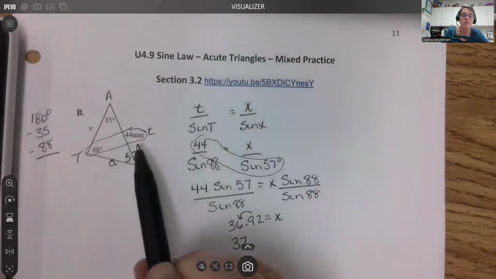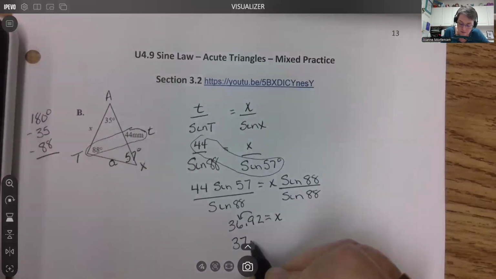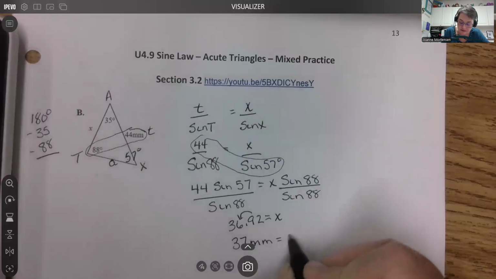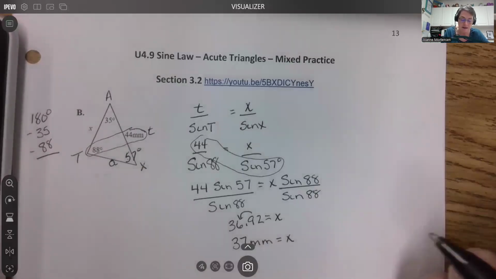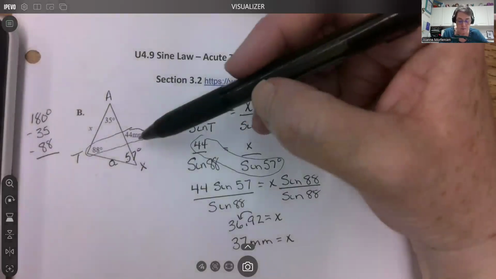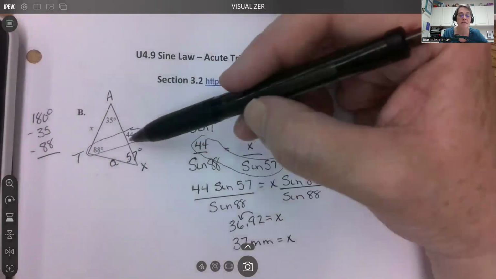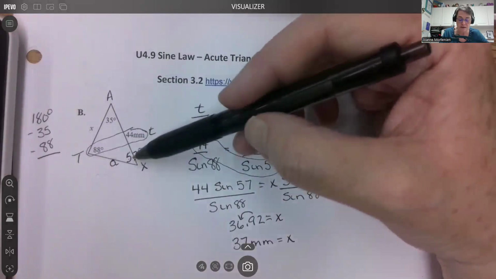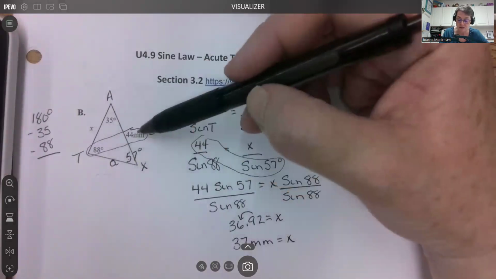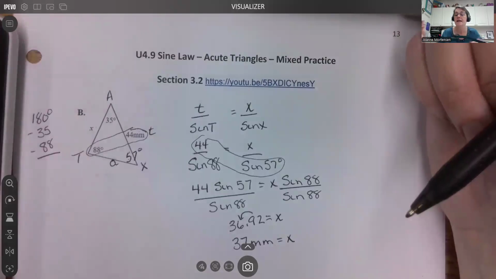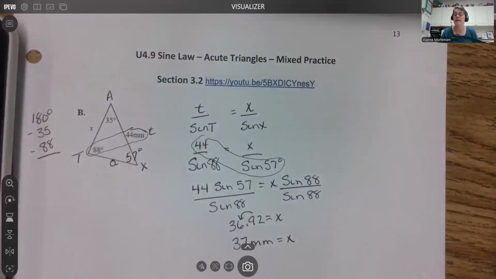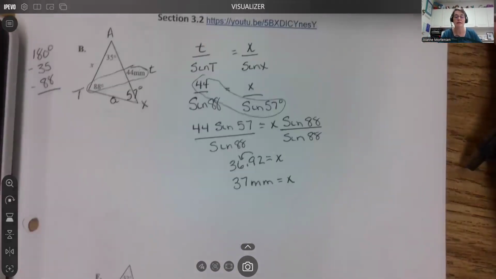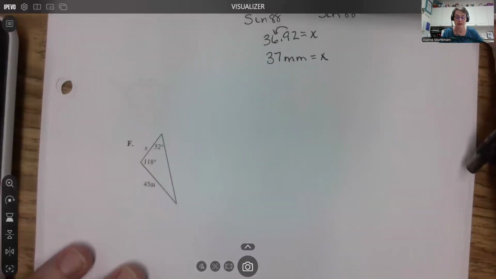And it was in millimeters. We put millimeters, is equal to x. And I can't say much, but 88 is the biggest angle, and it's crossing 44, so 57 should be across something smaller than this, and it is. Ta-da! Yay! I think we got it right. Looks pretty good to me. All right, let's try the next one, see what happens.